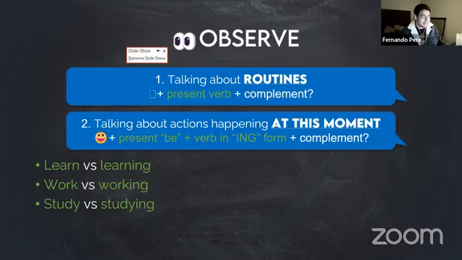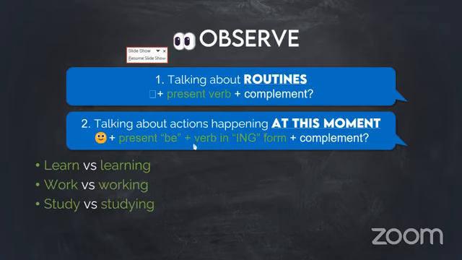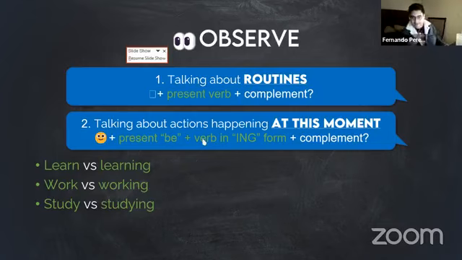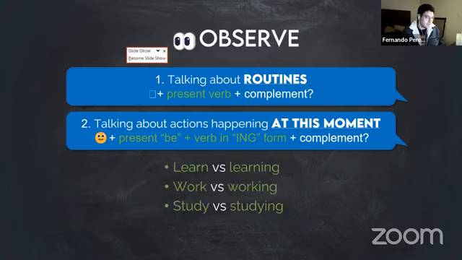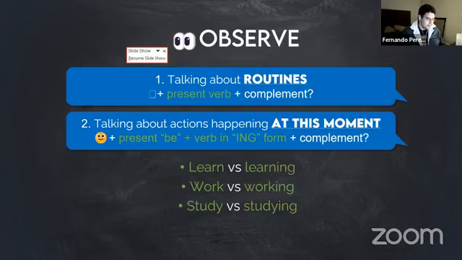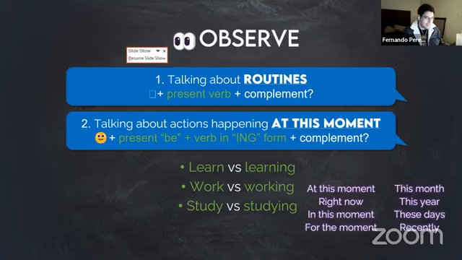The important part is the form of the verb. This is the most important part. Number one is the verb, but number two is to put the correct conjugation of the verb. And you have two teams: teams right now and teams routines.